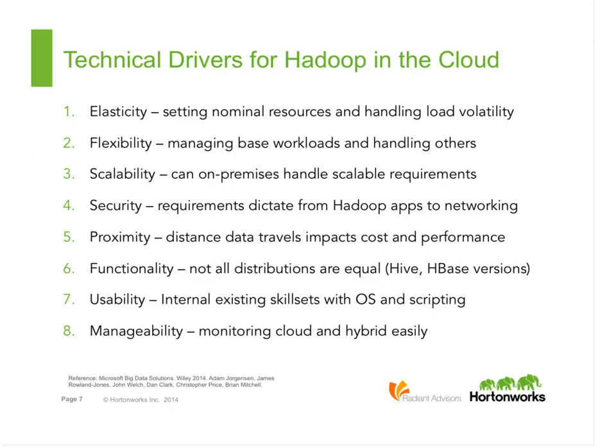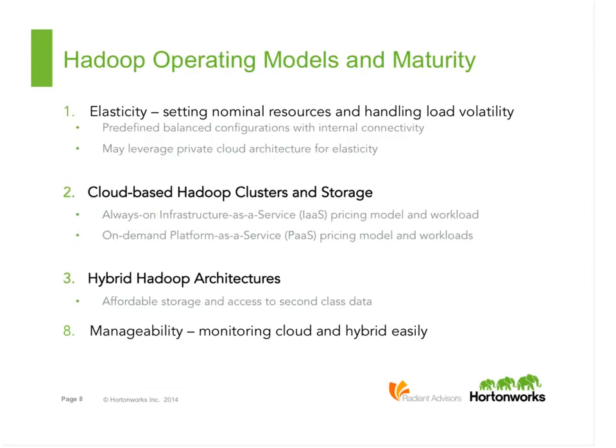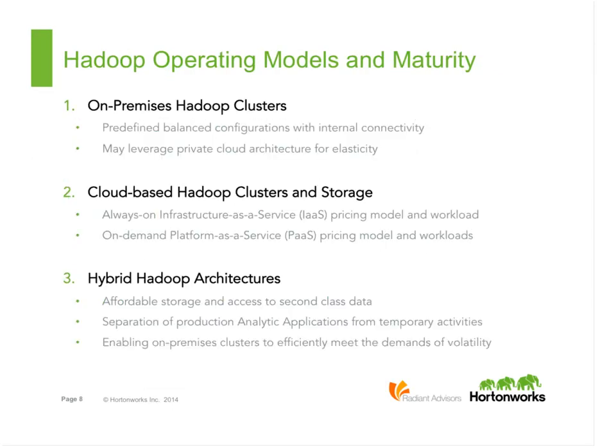So what I thought we'd do next is take a look at, real clear for everybody, what these operating models are, and maybe it's a form of maturity as well. On-premises Hadoop clusters, you're probably most familiar with. They're balanced configurations, internal connectivity, or they could be in your private cloud architecture today. And these balanced configurations really are talking about we decide that we need maybe a 32-node cluster, a 64-node cluster. We build and we deploy that.